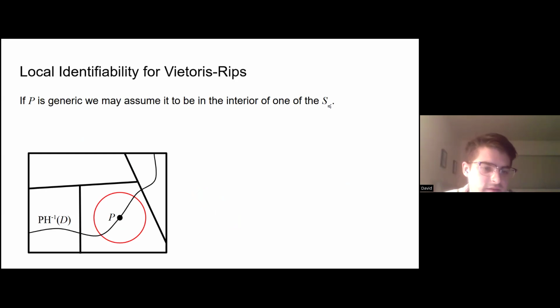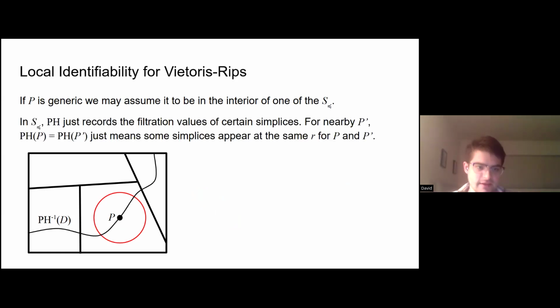This is something that's pretty straightforward to prove, and I'm just going to take it for granted for now. So in these nice sets, all homology is doing is recording when certain simplices appear, right? These are the simplices that come in and change the topology. So for nearby point clouds P prime, the condition that P prime has the same persistent homology as P just means that certain simplices are appearing at the same time across P and P prime.